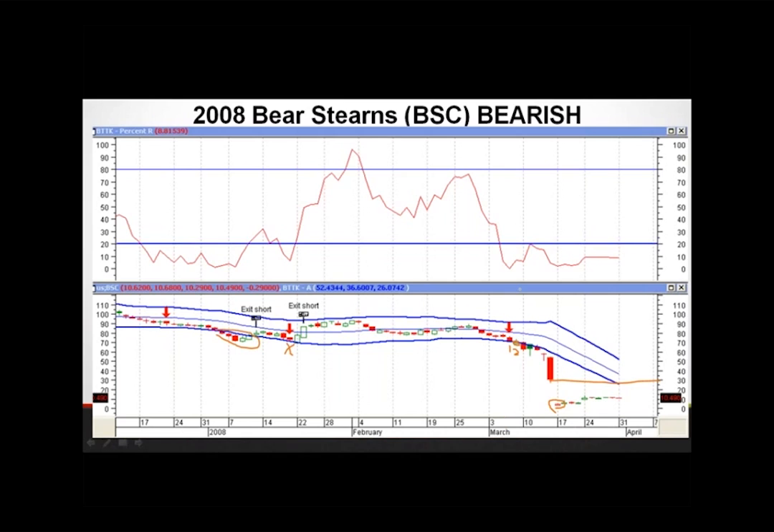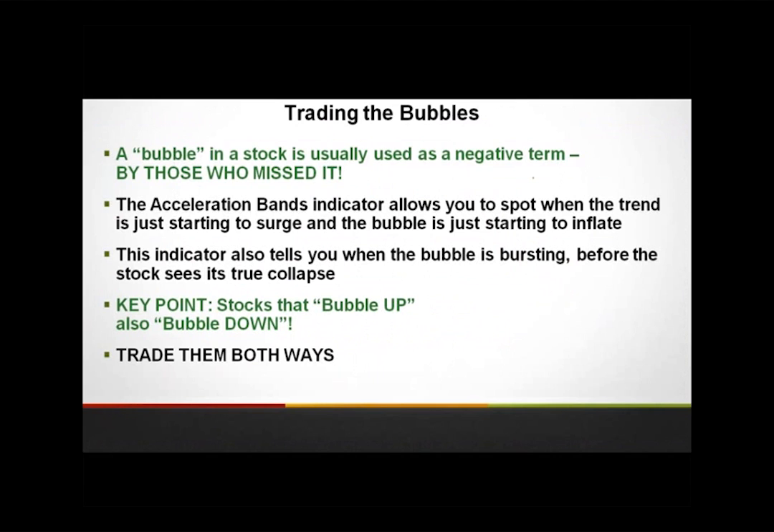Anything that looks too good to be true probably is, and you don't want to try to catch those falling knives. Really, opportunity on both sides. Now, as I said, I've been accused of trading the bubbles with this technique. It's often said by those who are on the outside looking at a big move. And I find the acceleration bands indicator really allows me to see when we're just starting to inflate and going from there. Key point here: stocks that bubble up also bubble down, so trade them both ways.